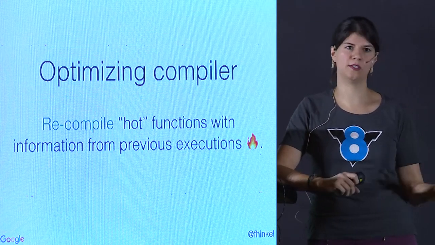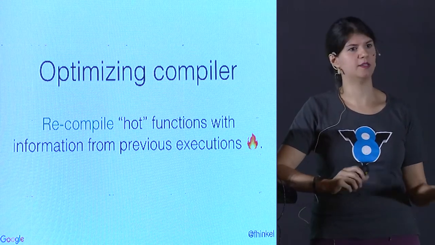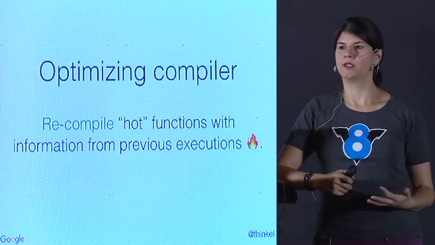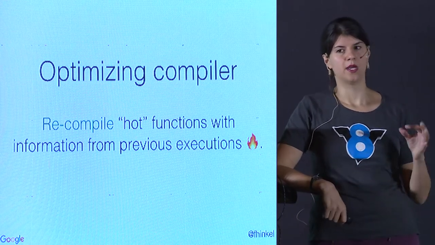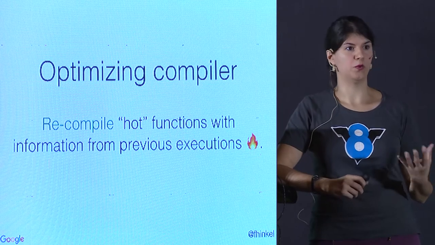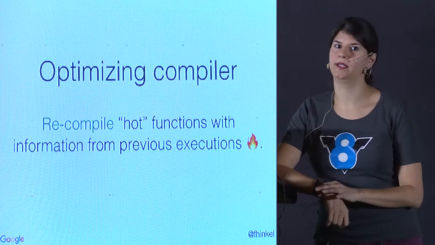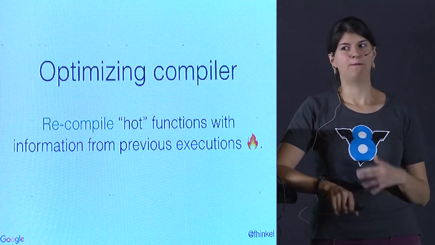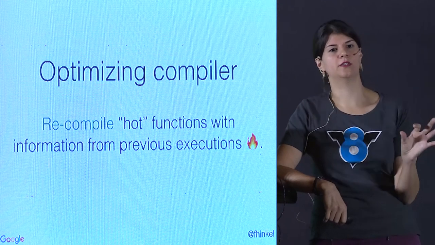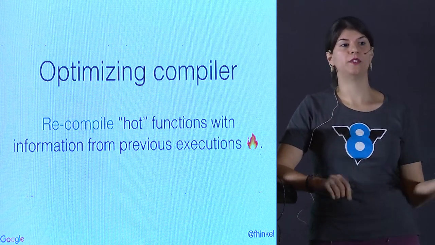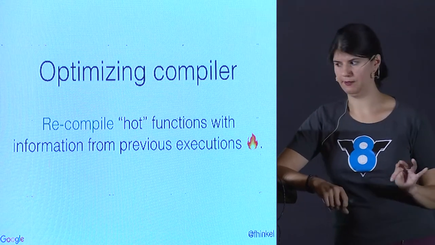There are certain heuristics that distinguish between how often is the function run and what size it is, and at some point the compiler considers it hot, and then the optimizing compiler jumps in, and it does a little more work. Time-wise, it's a little more expensive to compile with the optimizing compiler, but you get better machine code. So you spend a little bit more time recompiling a function that's run a lot, but then when you do run the function and when you run it a lot, you're saving time because now it's faster.